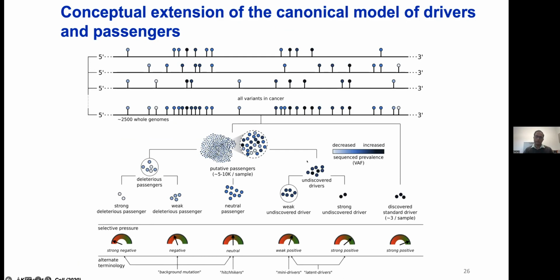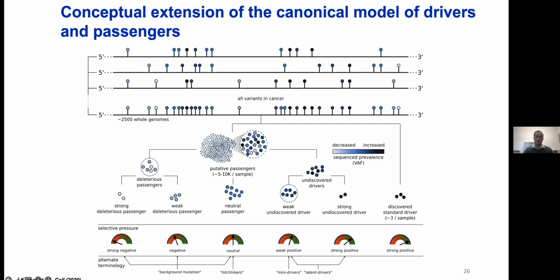So undiscovered drivers are those non-driver mutations which have been incorrectly labeled as passengers, but in reality, they are promoting tumor growth. So they are providing a positive fitness effect to tumor cells. On the other hand, deleterious passengers correspond to those putative non-driver mutations that have a negative fitness effect on tumor growth. So they are inhibiting tumor progression. And you can further subclassify these undiscovered drivers or deleterious passengers based on the extent of positive or negative fitness effect which they're imparting to the tumor cell.